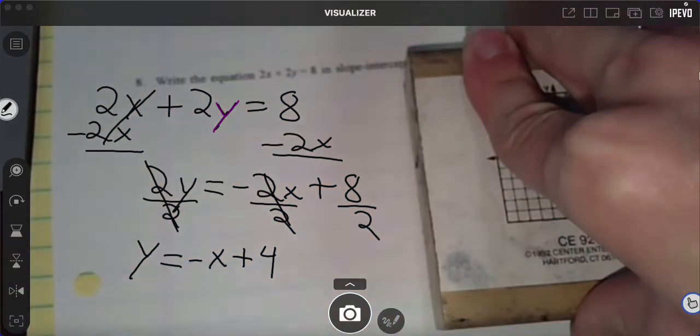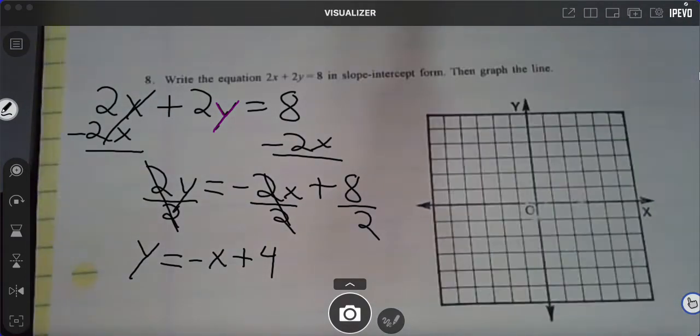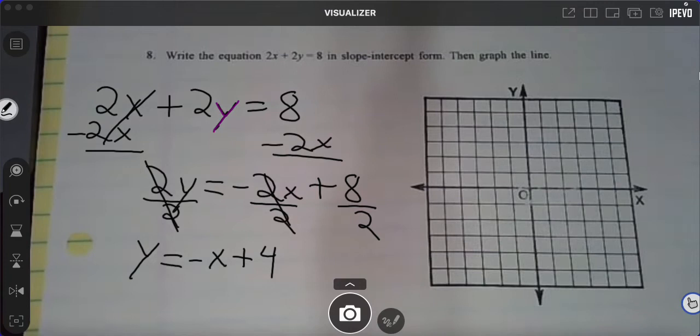So far your answer is that equation: y equals negative x plus 4. That's your answer. But y'all, it says for you to graph it, but Landon is upset that y'all don't have a graph stamp, so y'all don't have to graph it.